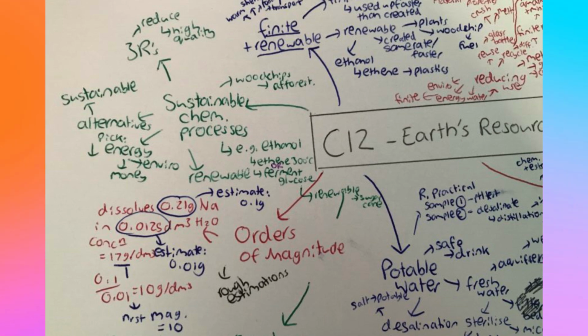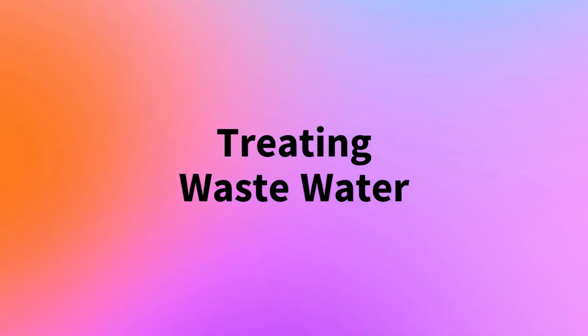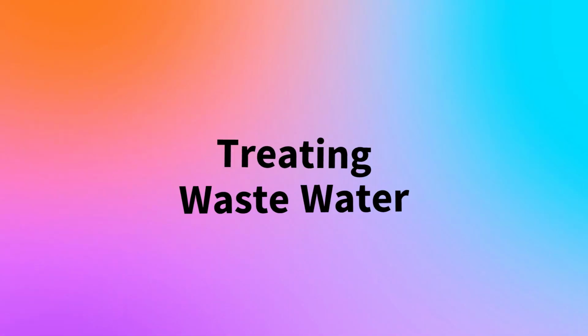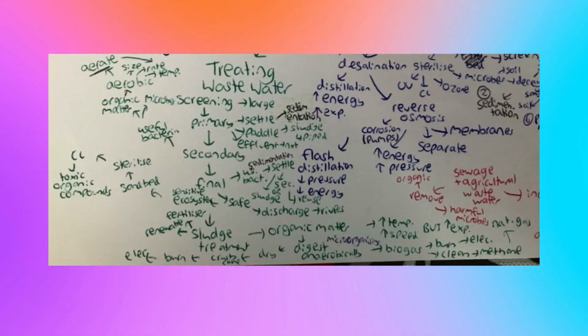And we need to estimate our 0.0125 decimeters cubed to the nearest order of magnitude, so we can round that one down to 0.01. And then we know that concentration is simply amount over volume, so 0.1 divided by 0.01 gives us 10 grams per decimeters cubed. Treating wastewater, the first thing that we do is screen the wastewater. We pass it through a big metal grid to trap large objects like branches.